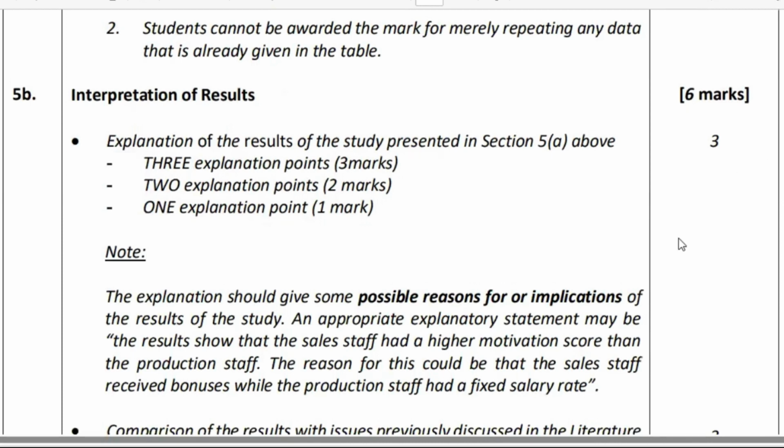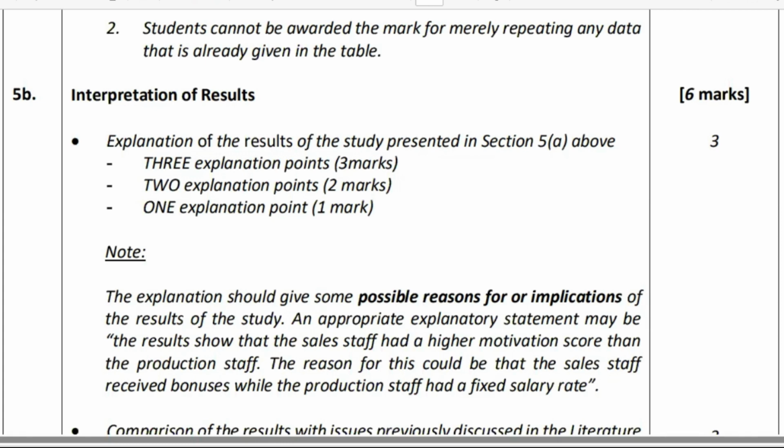And here is what CXC says. The explanation should give some possible reasons for or implication of the results of the study. An appropriate explanatory statement may be, the results show that the sales staff had a higher motivation score than the production staff. The reason for this could be that the sales staff received bonuses while the production staff had a fixed salary rate. So you can give reasons based on your findings as well, whether from your questionnaire, your interview, whatever it is that you used. Or you can also find possible reasons from your literature review that would support the results of your data.